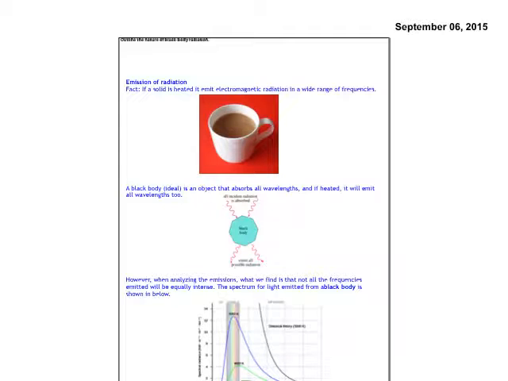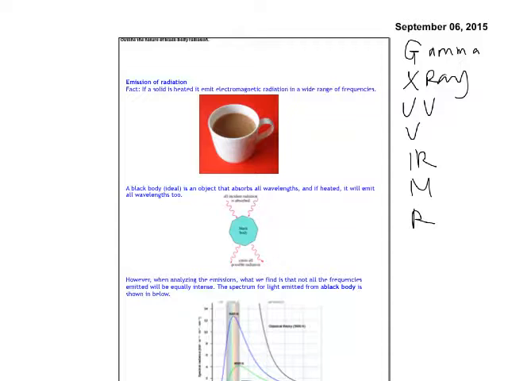Now, just to remind you, we have the electromagnetic spectrum, which starts with the smallest wavelength: gamma, X-ray, ultraviolet, visible, infrared, microwave, and radio. Here we have the smallest wavelength but the highest frequency, all the way down to the lowest frequency and the largest wavelength. Okay, so that's just a little bit of recapping.